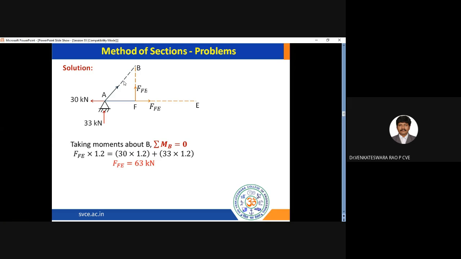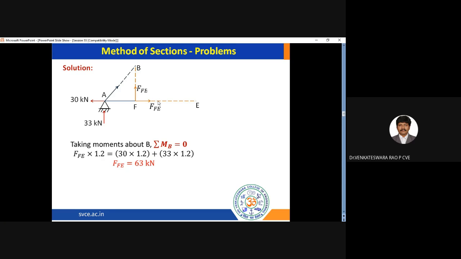What I am trying to say is, without first calculating the unwanted member force AB, is it possible to calculate FE and FB forces directly? When I take sigma MB equal to 0, I get a single equation with the direct FE value. So when I take moments about B, I am able to calculate the FE value directly.